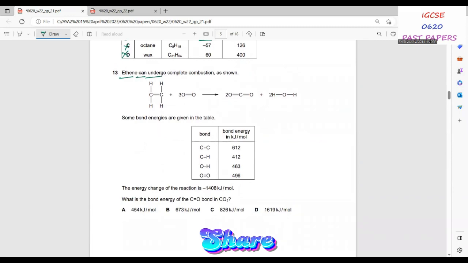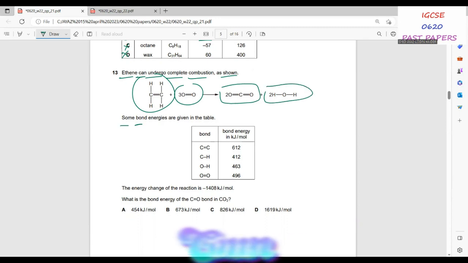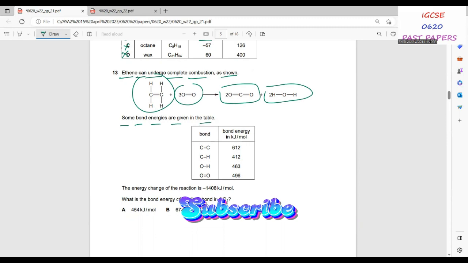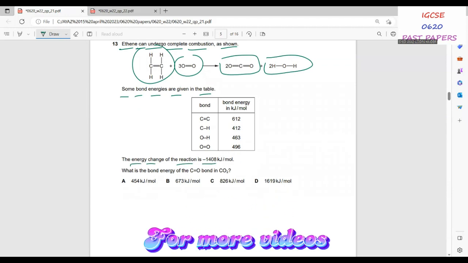Ethene can undergo complete combustion as shown. This is the formula of ethene. We have 3O2 plus 2CO2 plus 2H2O as the products. Some bond energies are given in the table. The energy change of the reaction is minus 1408 kilojoule per mole. What is the bond energy of the C=O bond in CO2?